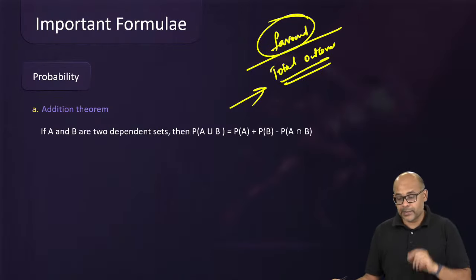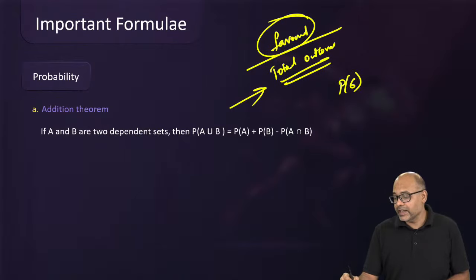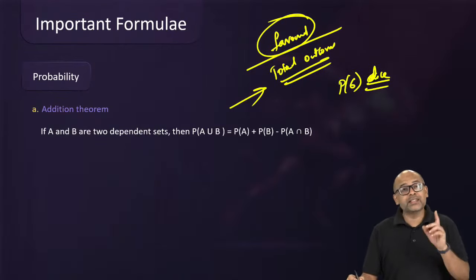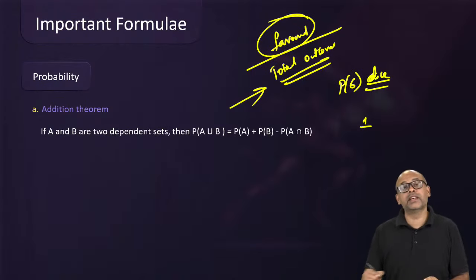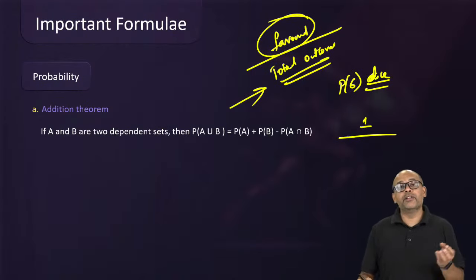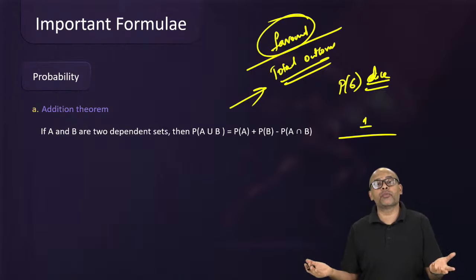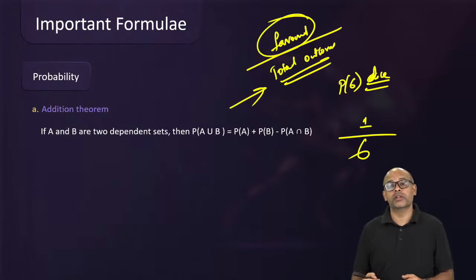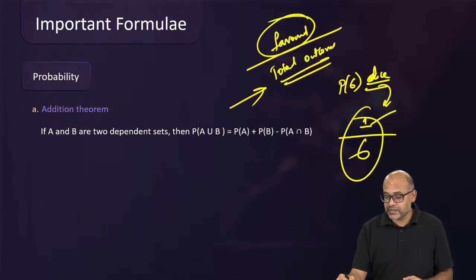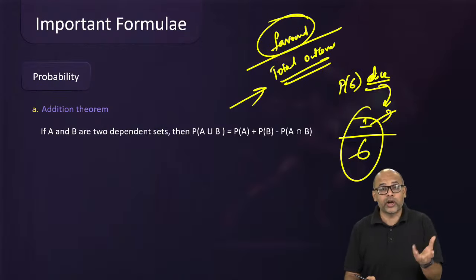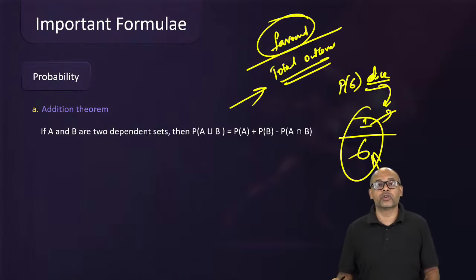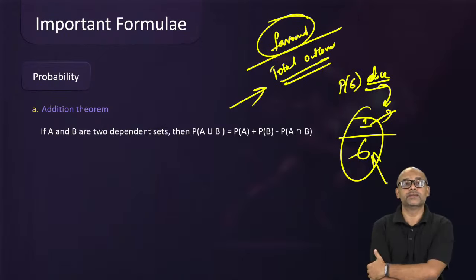For example, if I say probability of getting 6 on a dice. How many 6s are there? Only one 6 is there. And when you're throwing a die, how many outcomes are possible in total? Totally 6 outcomes are possible. So the answer is 1 by 6. This is the favorable case. Favorable means what you want to count. This is the total number of cases as an outcome. So 1 by 6 is your answer.